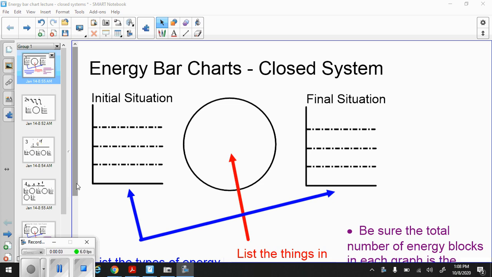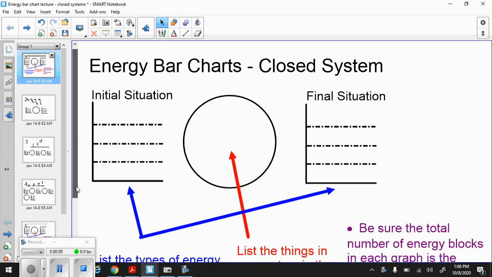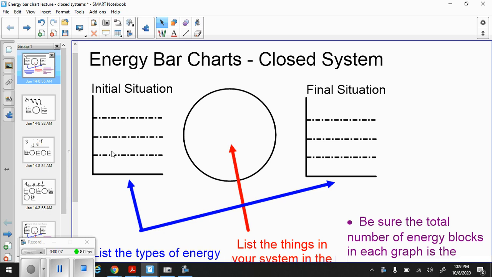So we're going to talk about bar charts, LOL diagrams as we call them. You get it? Oh, anyway, so you're going to make a bar chart for the initial situation.